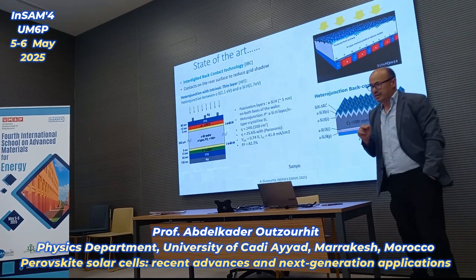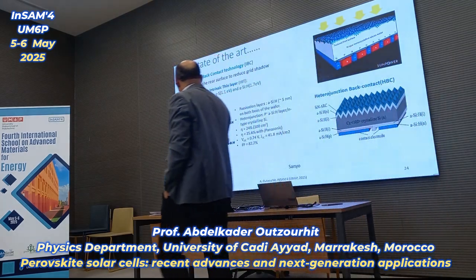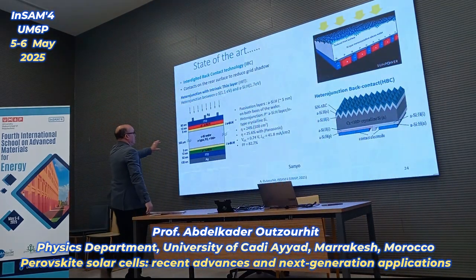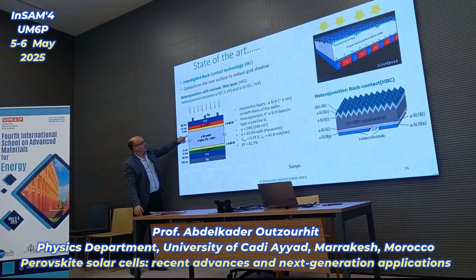You see the heterojunction, you take the silicon wafer and sandwich it between two layers of amorphous silicon. These are the passivation layers. You put amorphous silicon here, a very tiny layer, so that electrons can cross these layers just by tunneling effect. Even if it's resistive, since it's very thin, they can cross.